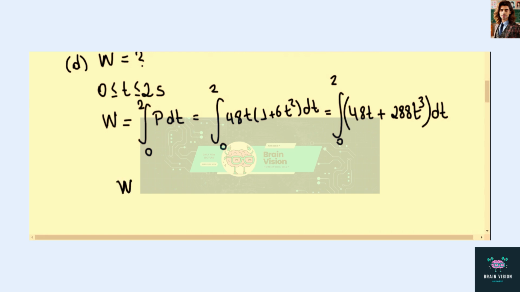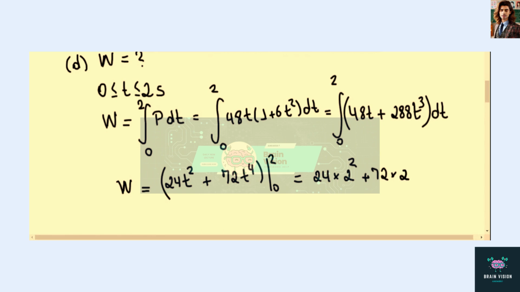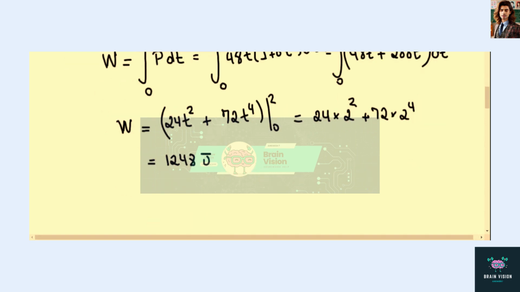48t plus 288, this is 48 times 6, t cubed dt. So W is equal to the integral of 48t, which is 24t squared, plus 288 divided by 4, that's 72t to the fourth, from 0 to 2. And this is equal to 24 times 2 squared plus 72 times 2 to the fourth. So W is 1248 joules, which concludes our exercise.